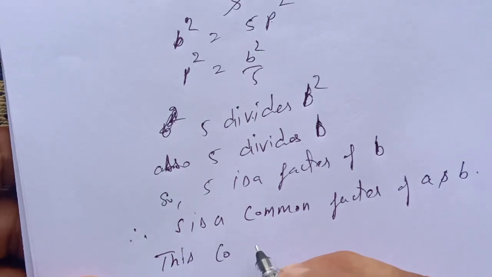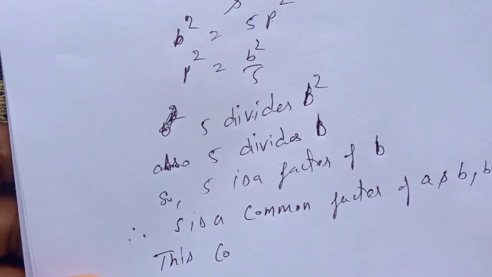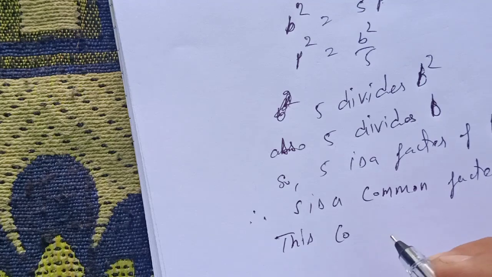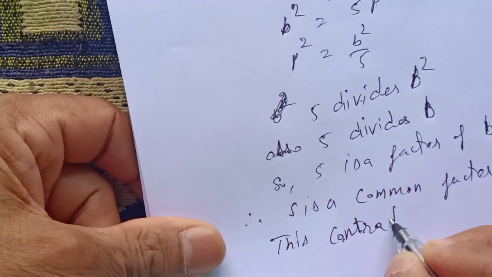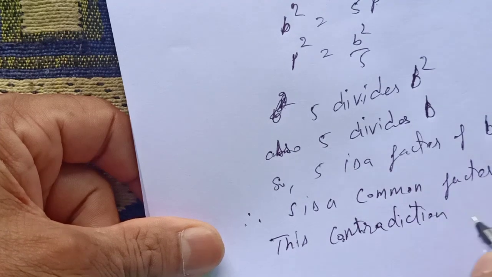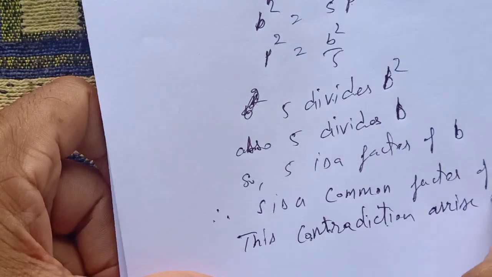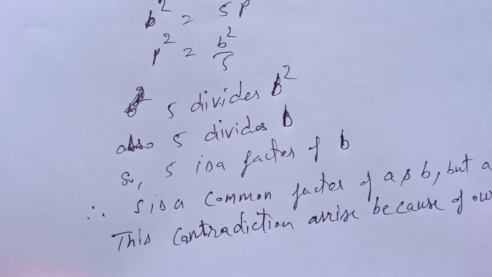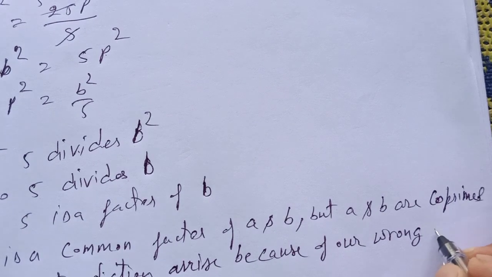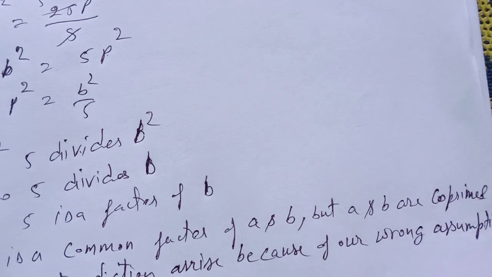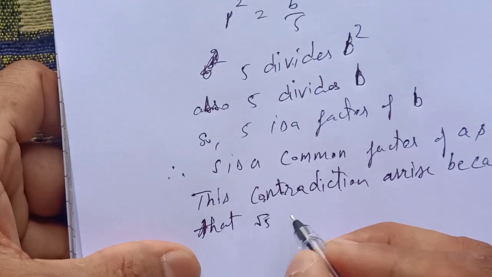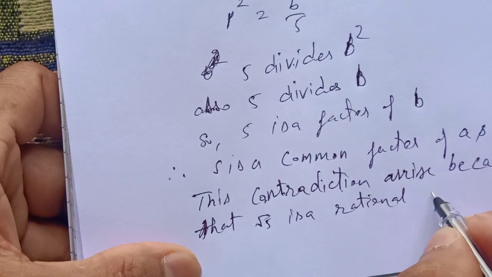But a and b are co-prime. This contradiction arises because of our wrong assumption that root 5 is a rational number.